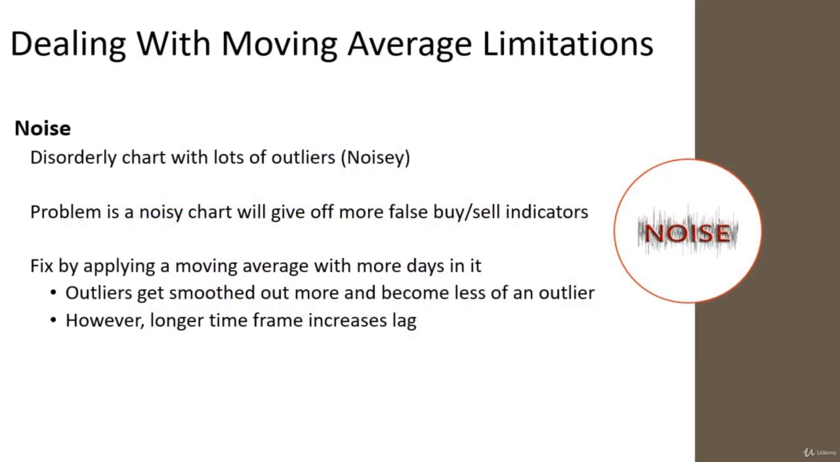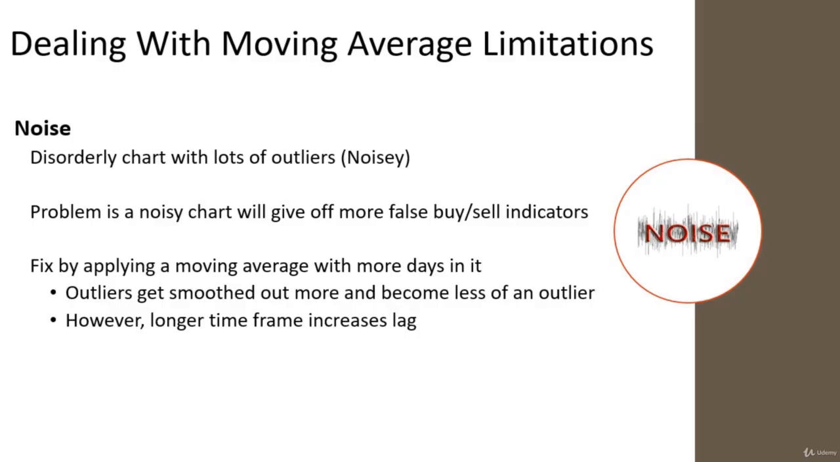Another limitation dealing with moving averages is noise, right? If you have a disorderly chart, there are lots of outliers, so it's kind of noisy. You have real spikes, or you have high prices, low prices. It doesn't seem to be very organized as far as a chart, a noisy chart. It can give off more false buy and sell signals, right? It's going above and below the line, whipsawing a lot. It just seems to be all over the place.